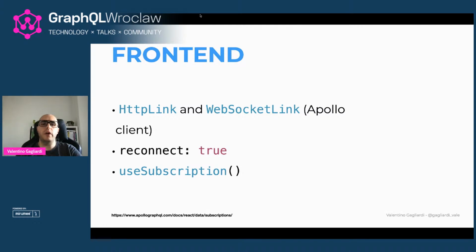Historically, to have persistent WebSockets, we needed to employ weird tricks in the front end. With Apollo GraphQL, you can just declare this option, reconnect true, and the client will try to reconnect to the backend if the backend goes offline. Lastly, you can use the useSubscription hook if you're writing a modern React application based on hooks.